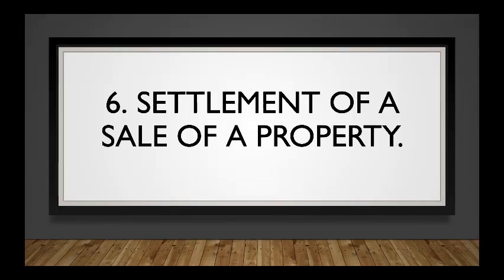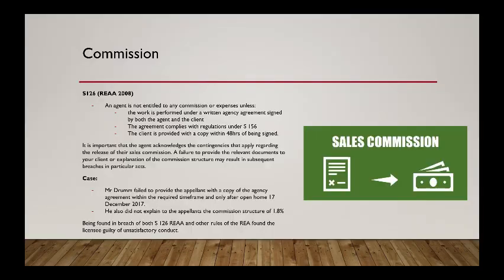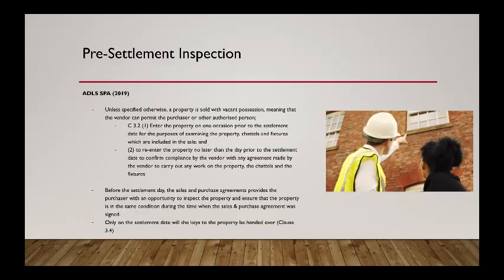Settlement of a sale of a property. Section 126 of the REAA states that agents are not entitled to commission or expenses unless they fit the criteria stated. This must be communicated to the client, and failure to do so may result in breaches of certain acts. This was seen in the Baker v. Strom case, as there was no explanation to the client and they were found guilty of unsatisfactory conduct.